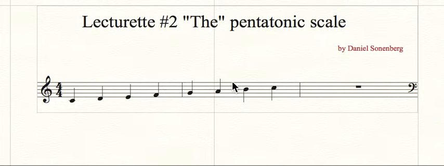Hi everybody, I am delighted to be coming back with Lecturette number 2, this time in delightful mono rather than one channel only. And this little lecture is going to be about the pentatonic scale. Now, pentatonic, which means 5 tones, could be a lot of different kinds of scales. Any scale could be a pentatonic scale, even one that you make up. That's why in my title over there, the is in quotes.